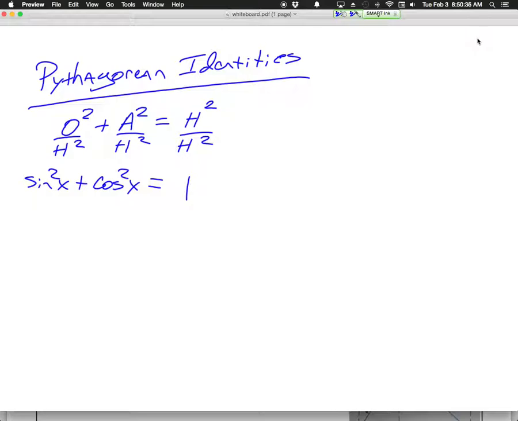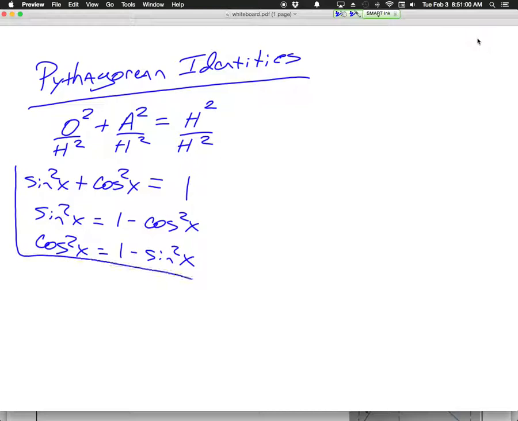Okay, and then there are 2 variants of this that we can find by subtracting. So if I subtract cosine squared over, the first variant is sine squared equals 1 minus cosine squared. The other variant is when I take the original and subtract sine squared over, I get cosine squared equals 1 minus sine squared. So there's your first set of Pythagorean identities.